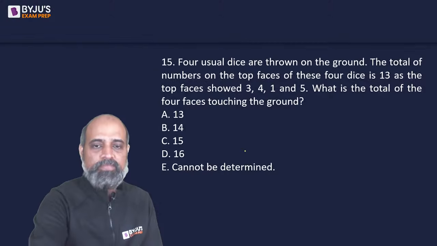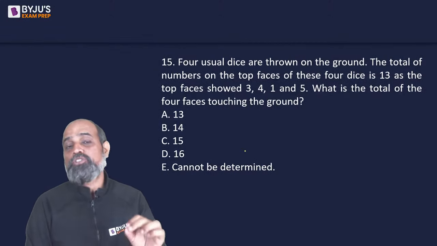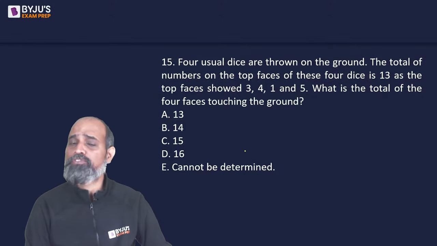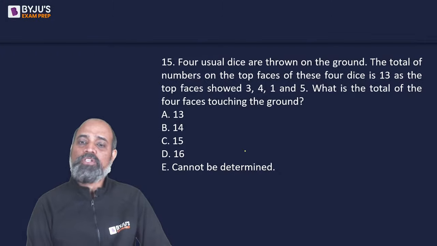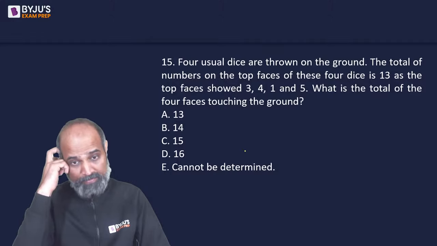Okay. 4 usual dice are thrown on the ground. The total of numbers on the top faces of these 4 dice is 13, as the top faces show 3, 4, 1, 5. What is the total of the 4 faces touching the ground? Okay.